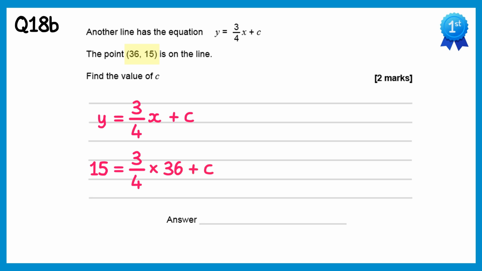We can simplify on the right hand side, so the left would stay as 15, the right will be 3/4 of 36, which is 27, plus c. You can then take 27 from both sides, and you'll get 15 take 27 is c, so c must be negative 12.